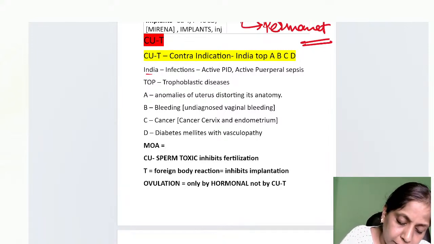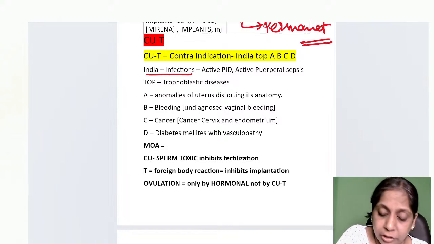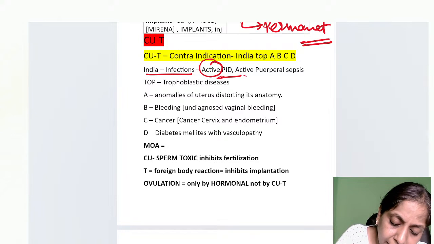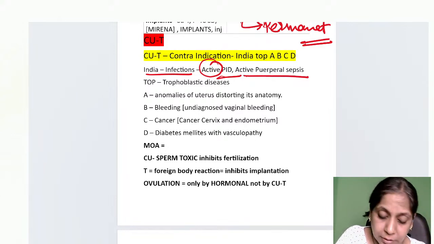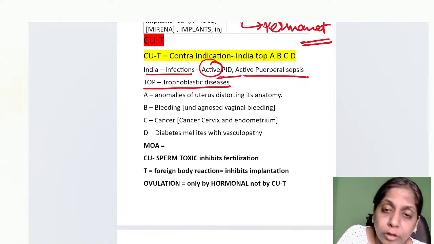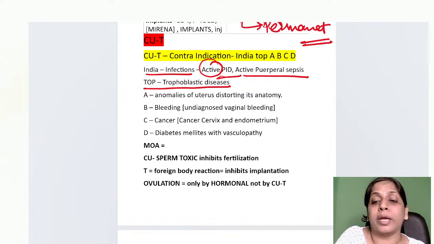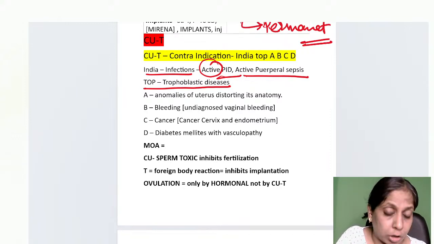I stands for infection. But the infection should be active and it should involve the uterus: active PID and active puerperal sepsis. Okay, T-O-P stands for the trophoblastic diseases, because in the trophoblastic diseases, the molar pregnancy, the uterus is very soft. So if we are putting the copper T, it will perforate, so it is contraindicated.